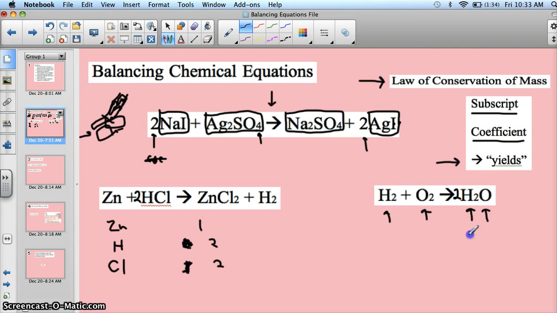We now have four H's, and we only had two H's over here. So what do we do in front here to make it four H's? We do that. 2 times 2 is 4, and 2 times 2 is 4. So that leaves 4 H's and the 2 oxygens.